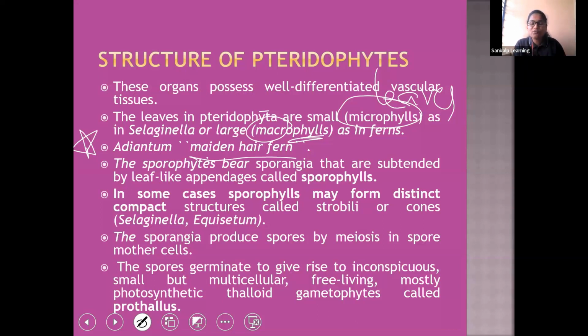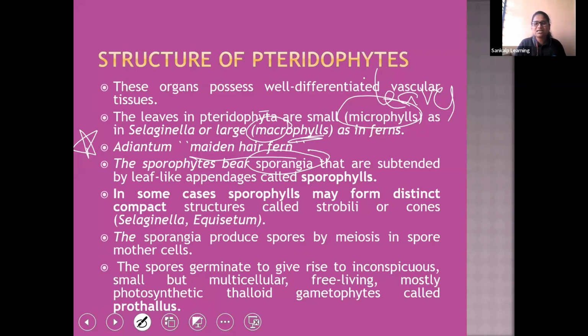Next, the sporophyte, the pteridophyte body, is the main plant body. In that body, there are bag-like structures which are called sporangia. Sporangia: spore means spore, and sporangia is the bag, a bag-like or sac-like structure which will be having spores.